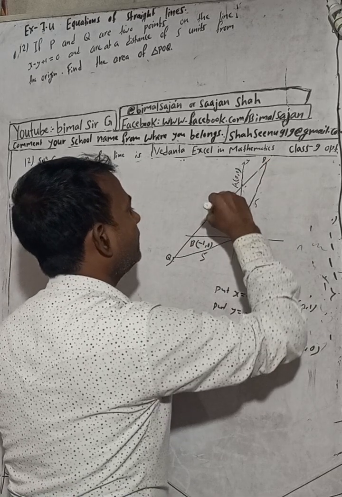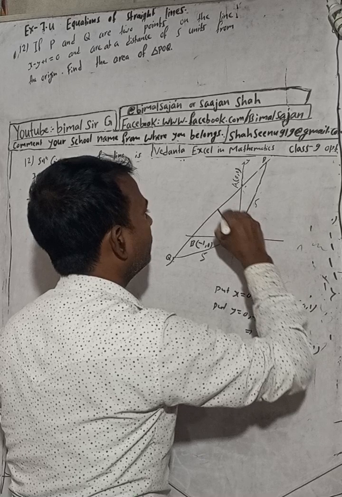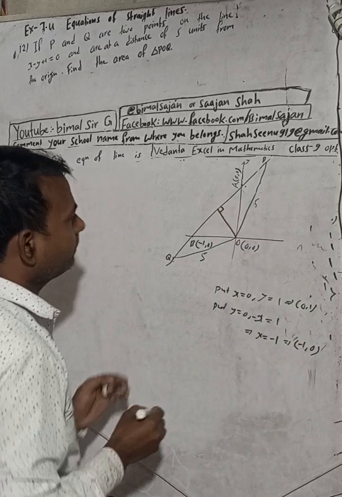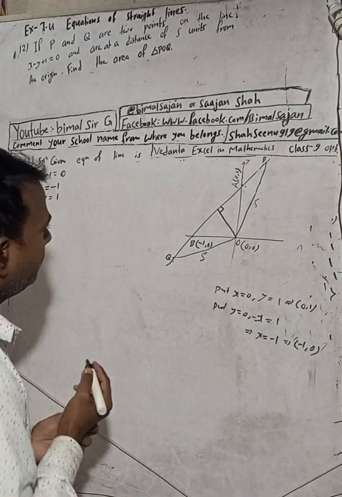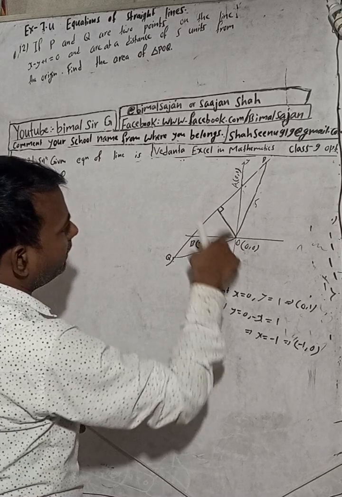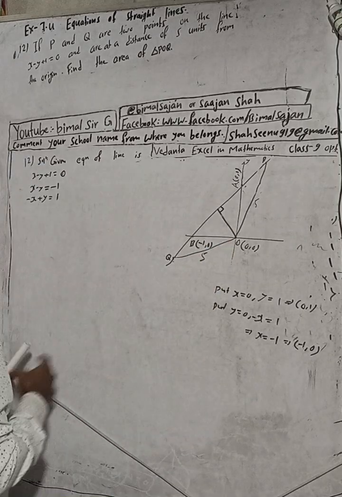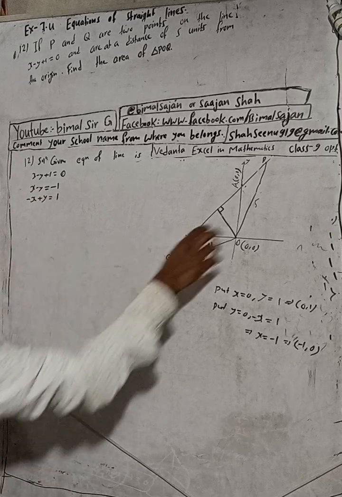Suppose this is the midpoint. The perpendicular from the origin will be perpendicular to this line. So we have to find this distance. Then there is the logic. What we will do now is find this distance.